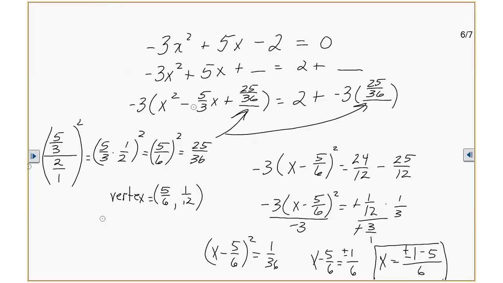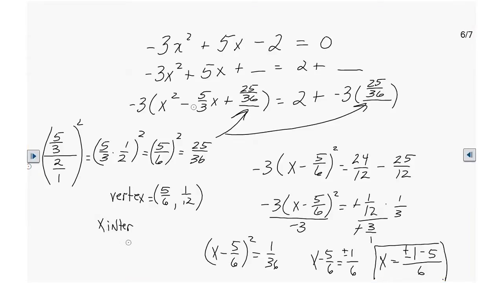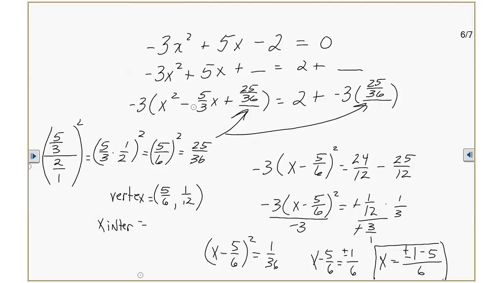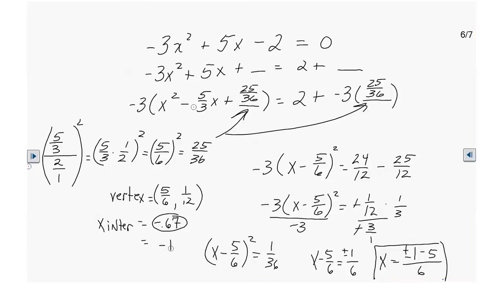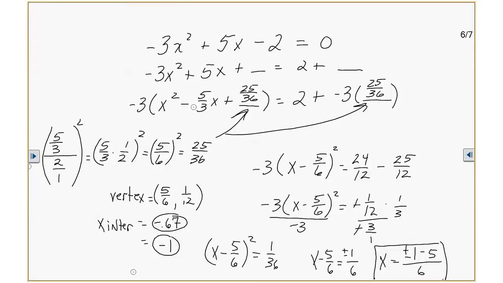So your x-intercepts. What is 1 minus 5? Negative 4 over 6 is negative what? 2/3, which is negative 0.67. What is negative 1 minus 5? Negative 6, Hubert. That's right, class. Negative 6 divided by 6 is negative 1. So let's check to see if it looks right.